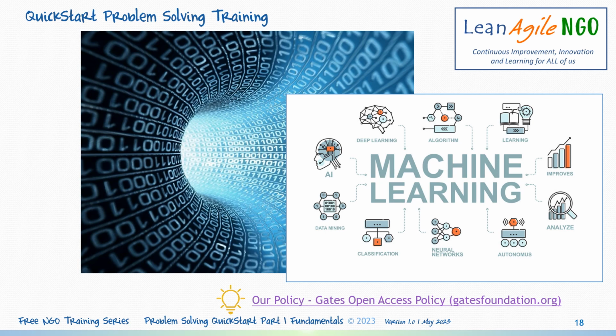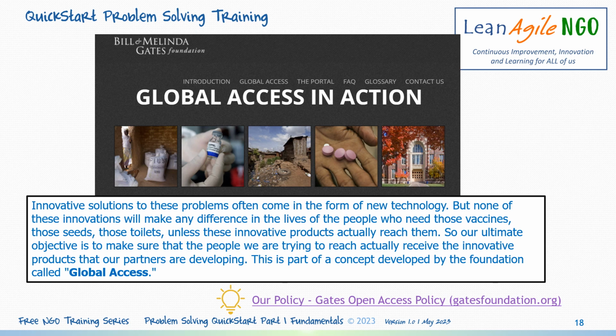A good example, but certainly not the only one, is Bill and Melinda Gates Foundation, whose global access data analysis and learning platform gathers data from countless experiments, making them widely accessible. This amplifies and accelerates innovation across the global community.